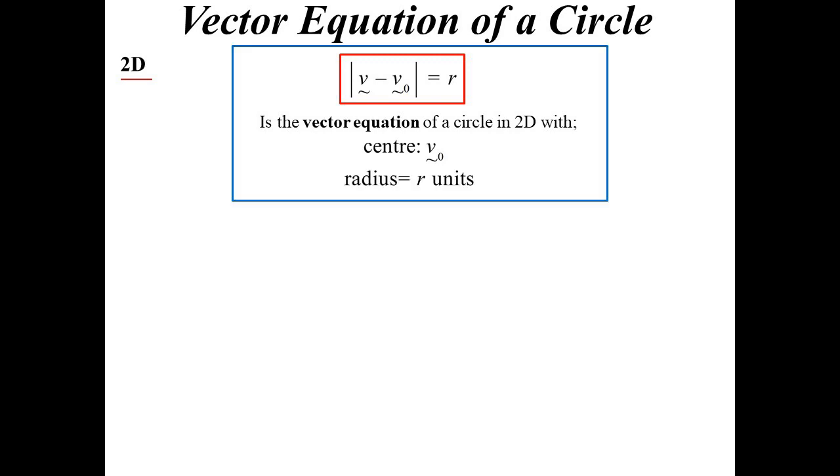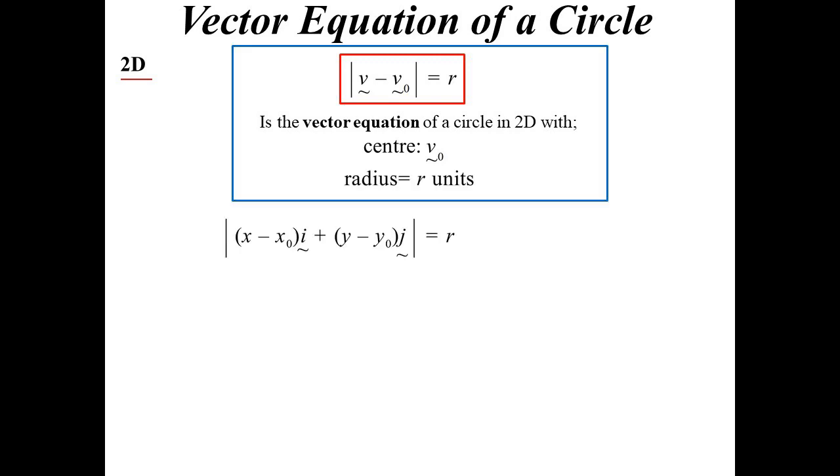So let's start with the vector equation of a circle in 2 dimensions. We've seen it before, but we saw it when we were doing complex numbers. Remember we said we could write the modulus of z minus z naught, that's going to represent a circle. So all we really were doing there was writing down the vector equation of a circle. So that's it in 2 dimensions. So we have actually seen that already. So we know the centre would be v naught and the radius would be r.